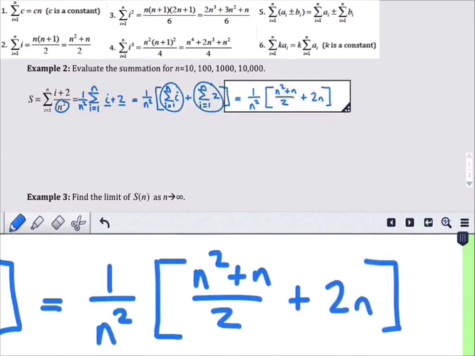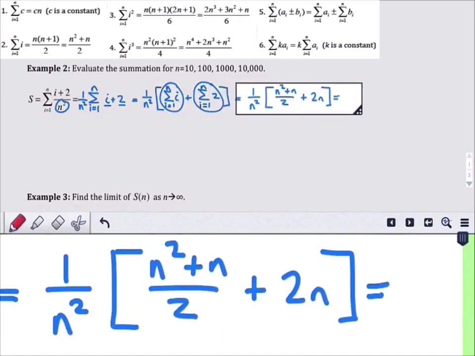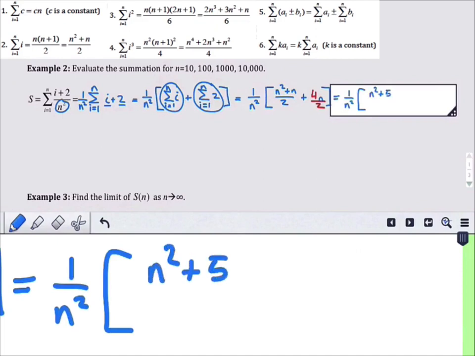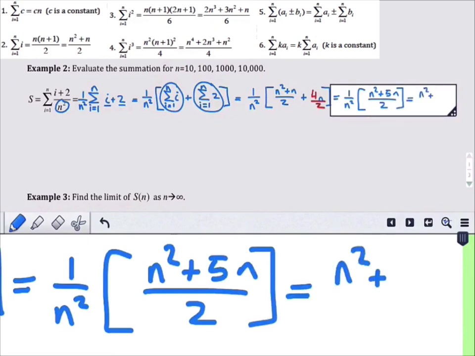Now we can go ahead and simplify this by adding our fractions together inside. So to get a common denominator, we'll go ahead and change that 2 into 4 halves there so that we can add those. And so we'll get 1 over n squared times (n squared plus 5n) over 2. And now we'll go ahead and multiply across. So we have (n squared plus 5n) over 2n squared.